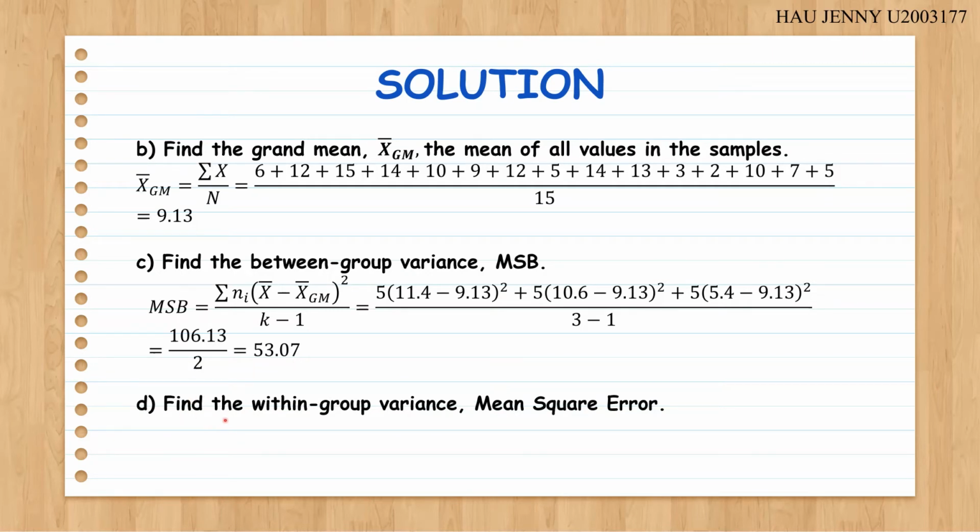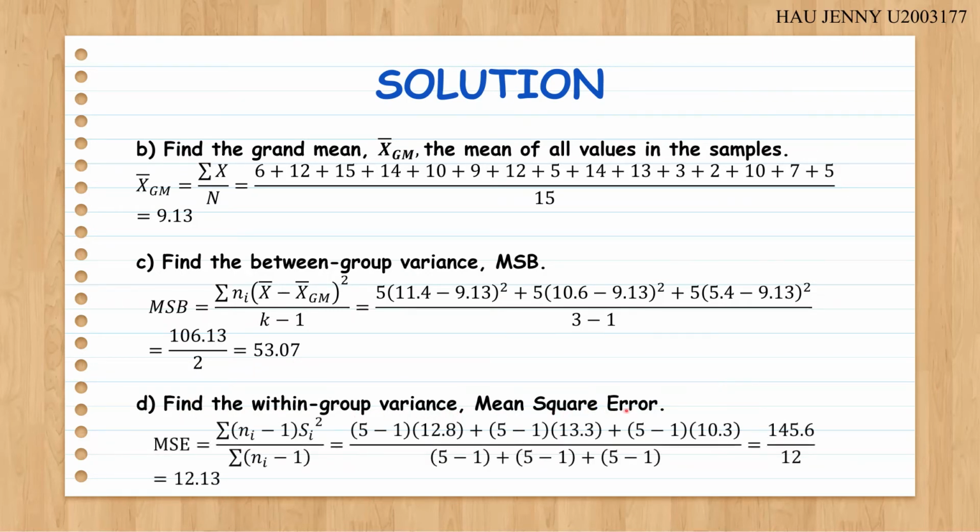Next, find the within group variance, mean square error. The formula of MSE is the sum of (n sub i minus 1) times s sub i squared, divided by the sum of (n sub i minus 1), equals (5 minus 1)(12.8) plus (5 minus 1)(13.3) plus (5 minus 1)(10.3), divided by (5 minus 1) plus (5 minus 1) plus (5 minus 1), equals 145.6 divided by 12 equals 12.13.